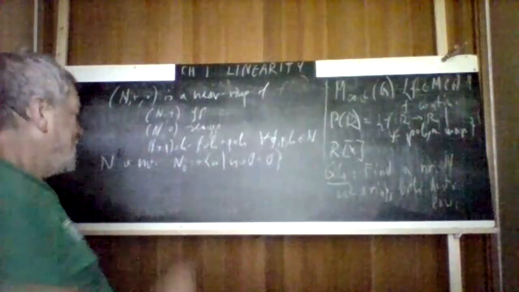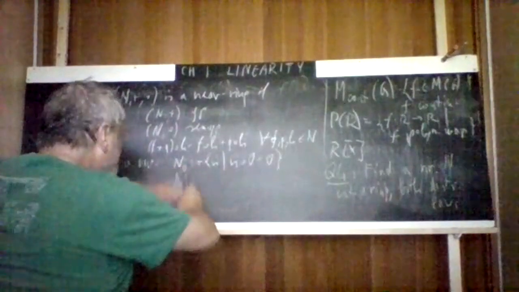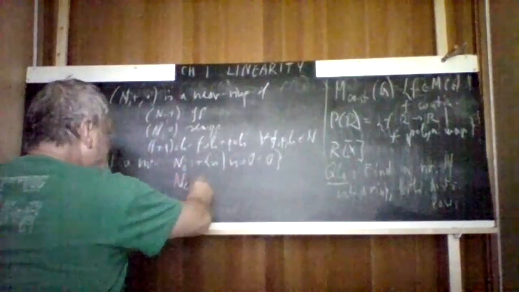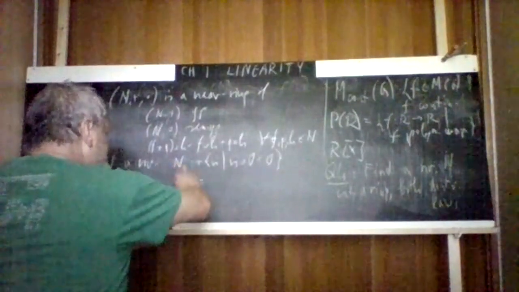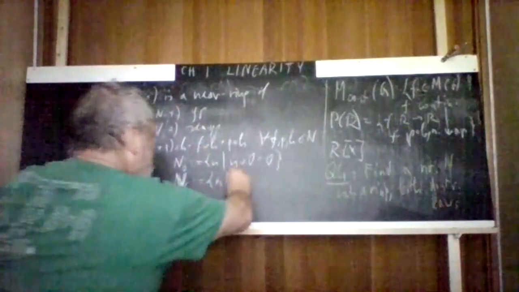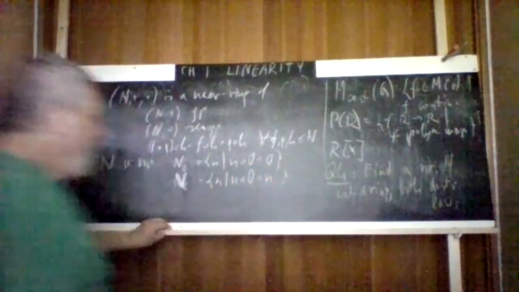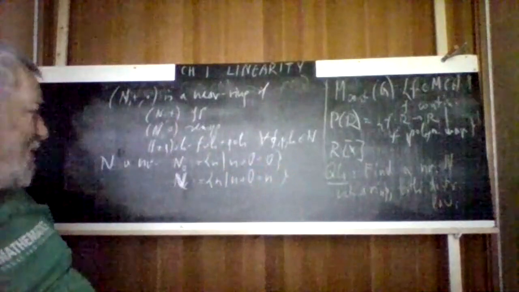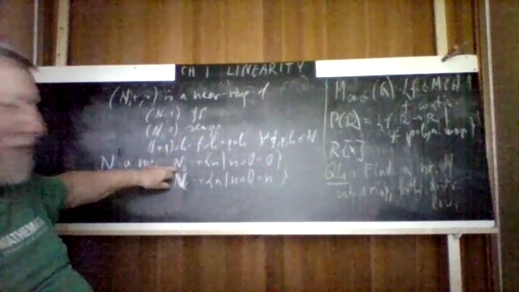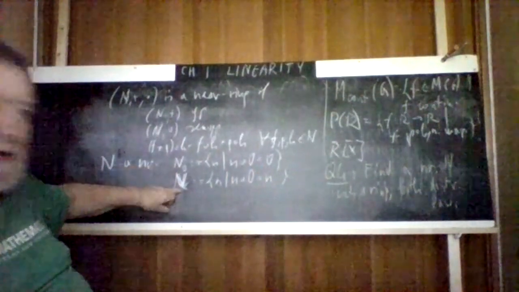The other one is N sub c, all n such that n composed with 0 is n. And we call the first one the zero-symmetric part, and N sub c the constant part.